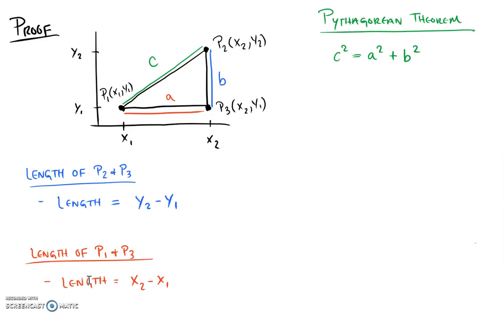But if you're trying to find the length of, say, side C or the hypotenuse, you have to use the Pythagorean theorem. The distance formula comes into play when you don't know exactly what the length of A or B is. So what we can do to see how we get to the distance formula is use what we already know. We know that length A is equal to x2 minus x1, and we know that length B is equal to y2 minus y1.